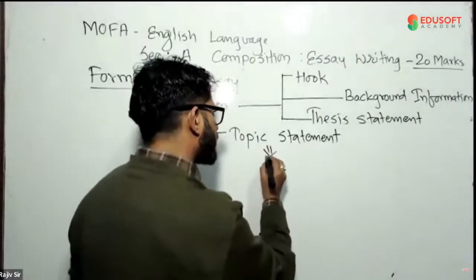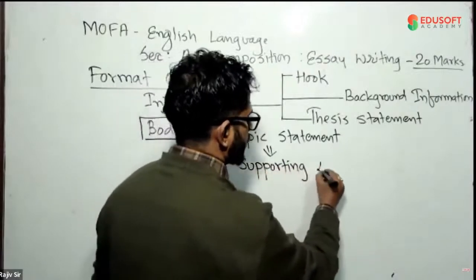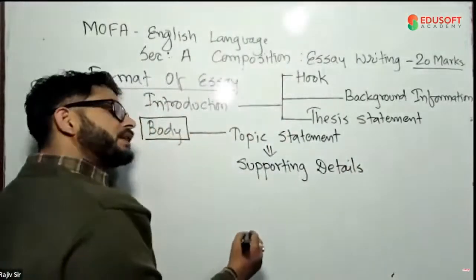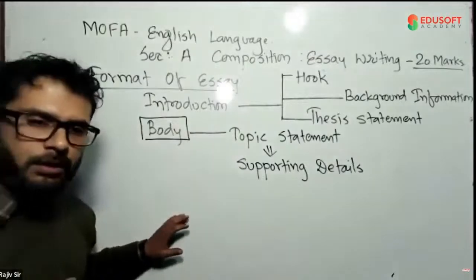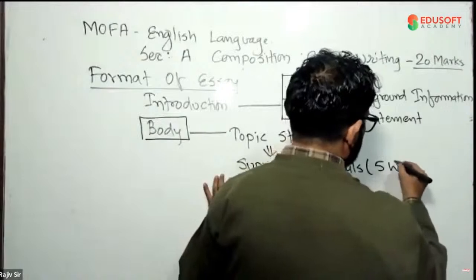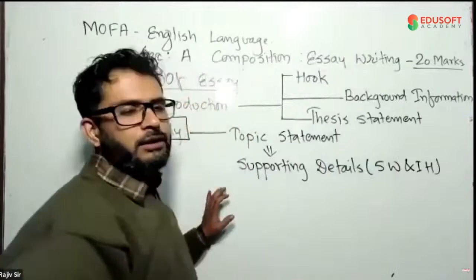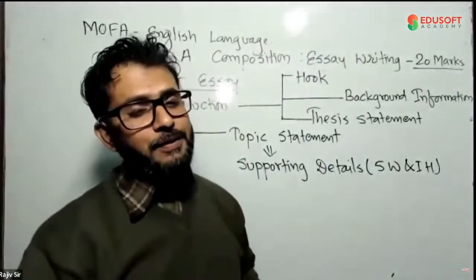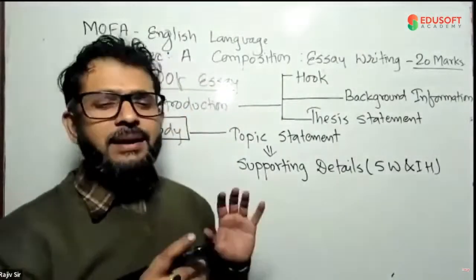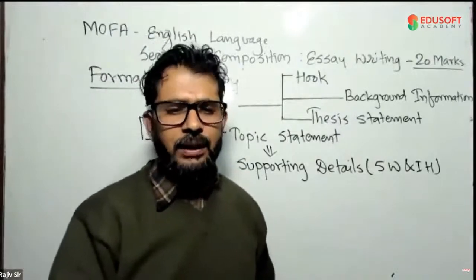Topic statement should always be followed by supporting details. And these supporting details, which my students were talking about earlier, can be derived from 5W and 1H. What do 5W and 1H mean? Who did what, where, when, why, and how? We may not answer all the questions, but there should always be supporting details, right?